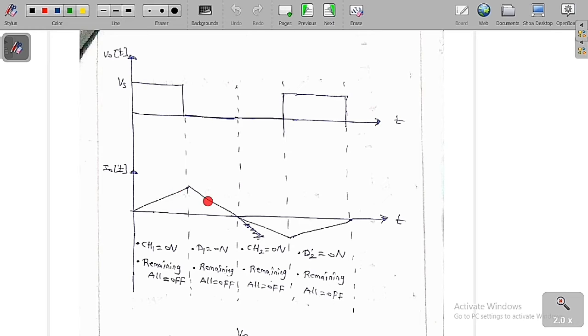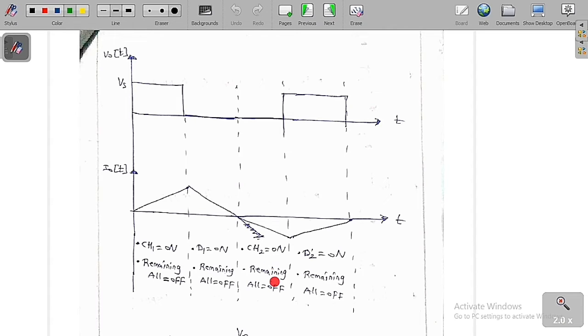In the second case, I have already told you only freewheeling D1 is on and remaining everything is off. So V0 is equal to 0 and current I0 is discharging in the positive direction. Whereas the next case, diode D1 is on and remaining everyone is off, and basically here it is discharging. Whereas here only chopper CH2 is on. So whenever the chopper CH2 is on, you can see clearly that it is charging.